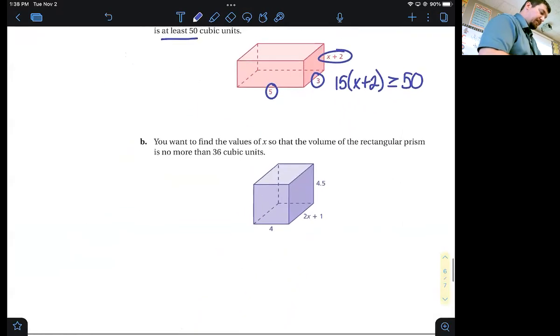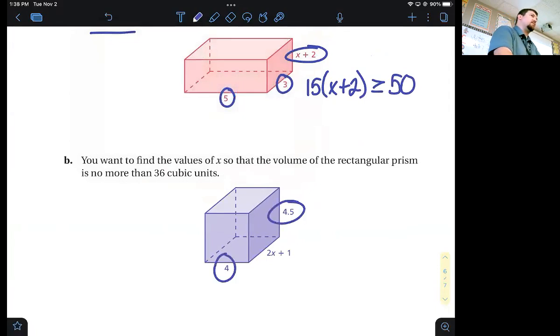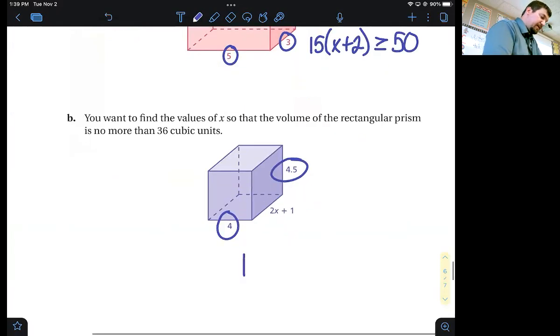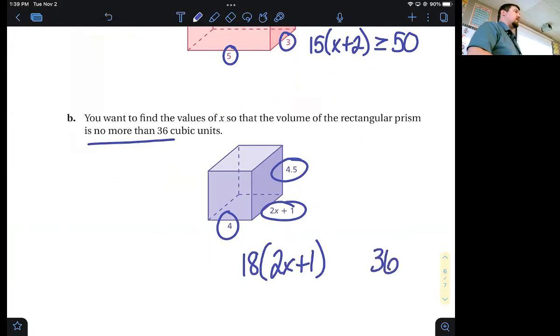And then the last one, right as the bell's getting ready to ring. You want to find the values of x, so the volume is, oh, it's still volume. That's easy. Still volume. So 4, what's 4 times 4.5? Shane? 18. So we have 18 times then the width there, which is 2x plus 1. And that has to be no more than 36. So if it says no more than 36, does that imply a minimum or maximum? No more than 36, no bigger. So it's a maximum. So if it's a maximum, I want 36 or less. So less than or equal to. I wrote that down. I just didn't say it.